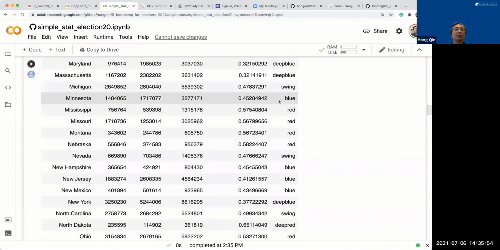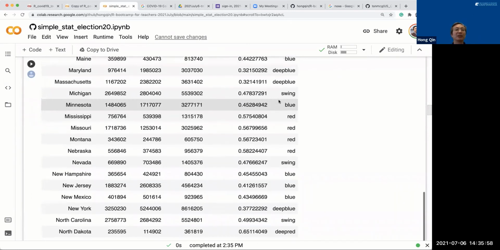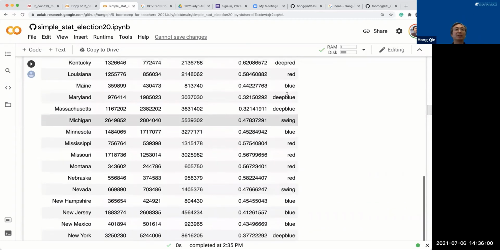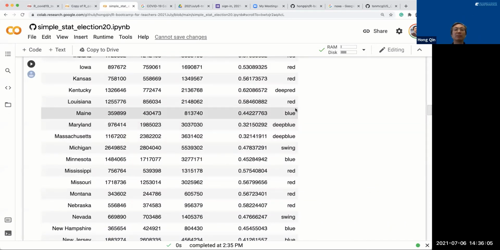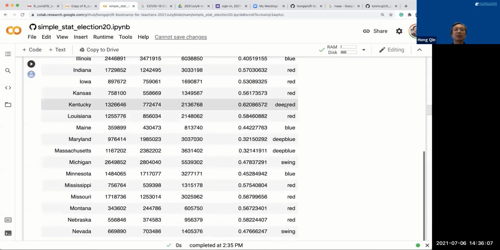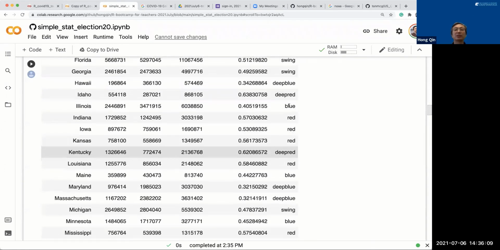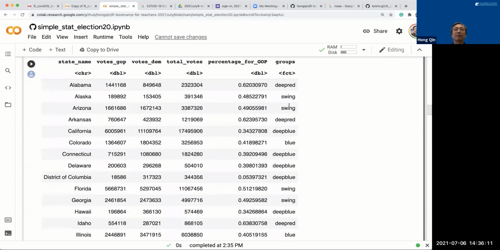Minnesota blue? Maybe not. Maybe that should be called swing. Michigan swing, Massachusetts deep blue, Maryland blue, Maine blue, Louisiana red, Kentucky deep red. Well, it's a simple cutoff. So Arizona swing, that seems to make sense. Alaska is also swing. Okay, that seems to be a bit troubling, but it actually does seem to be 48, closer to 50 percent.